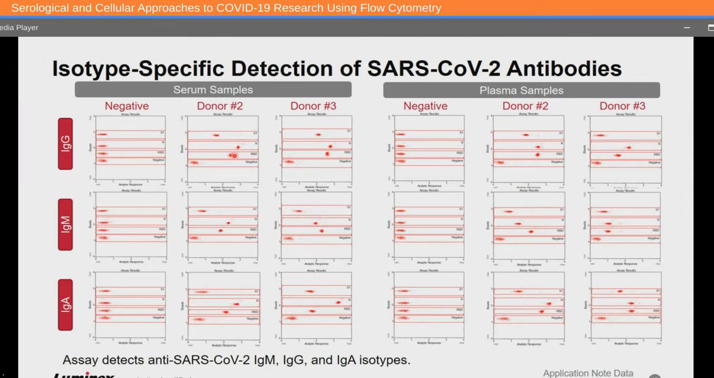For positive samples, we can notice that there's a shift of 1 to 3 beads in the analyte response directions, indicating that antibodies against this particular antigen are present in the sample. By using the isotype-specific detectors, one is able to obtain information on the presence of IgG, IgM, or IgA-specific isotype in that particular sample.